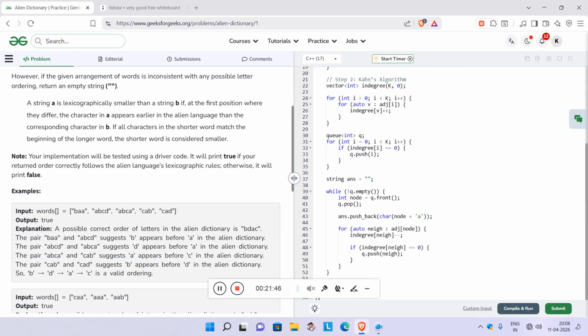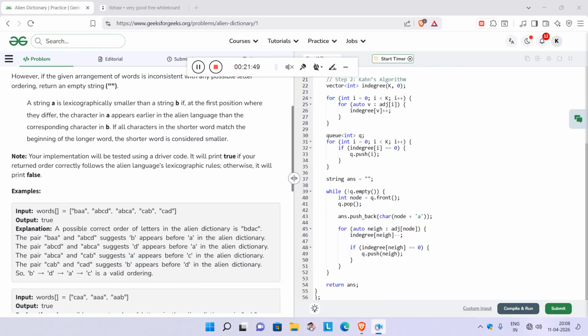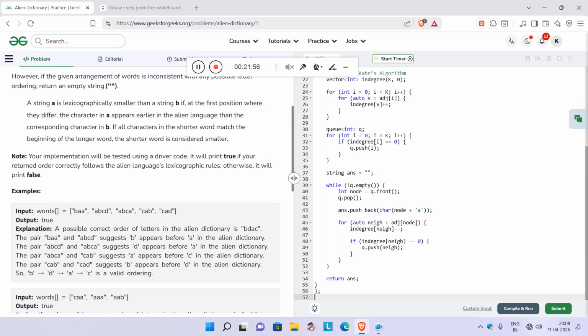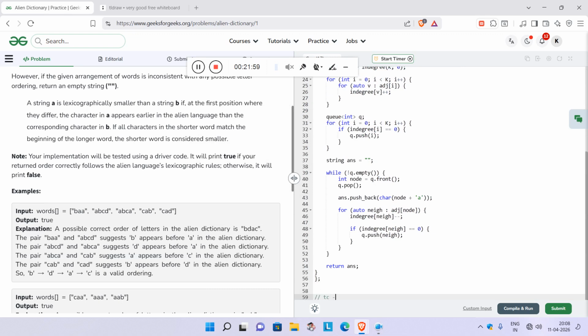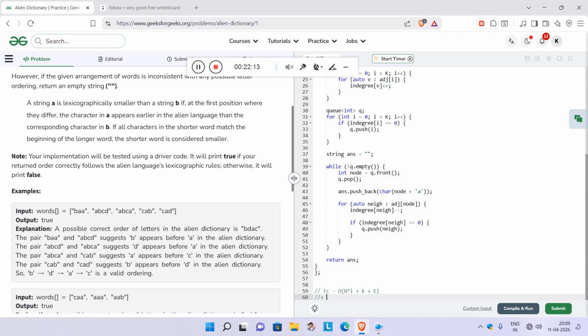Now coming to the time complexity, I think you should understand. So what's the time complexity for it? Its time complexity is O of n into L plus k plus e, and the space complexity is O of k plus e. Here n into L, where L is the length.